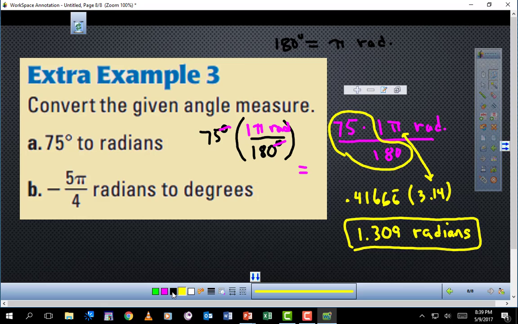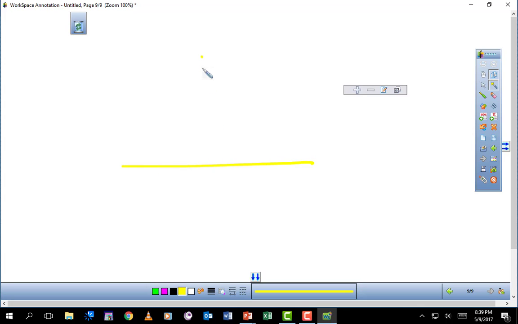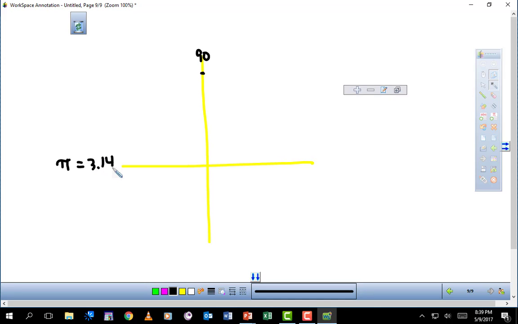So let me just give you a picture of this real quick. If we were doing 75 degrees, remember a 90 degree angle would be right here, right? And well, pi is equal to 3.14, right? And if you take pi divided by 2, so take the number pi, 3.14, and divide it by 2, then this spot right here that matches up with 90 degrees would be 1.57 radians, okay? And so there's 3.14 radians right here.